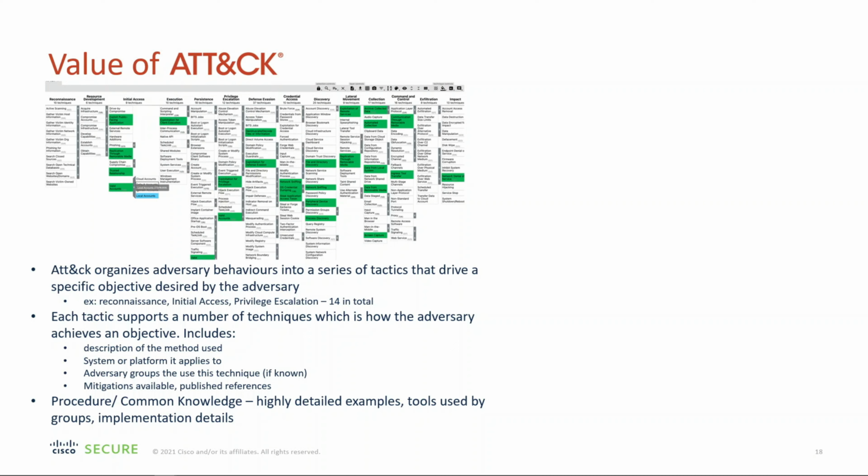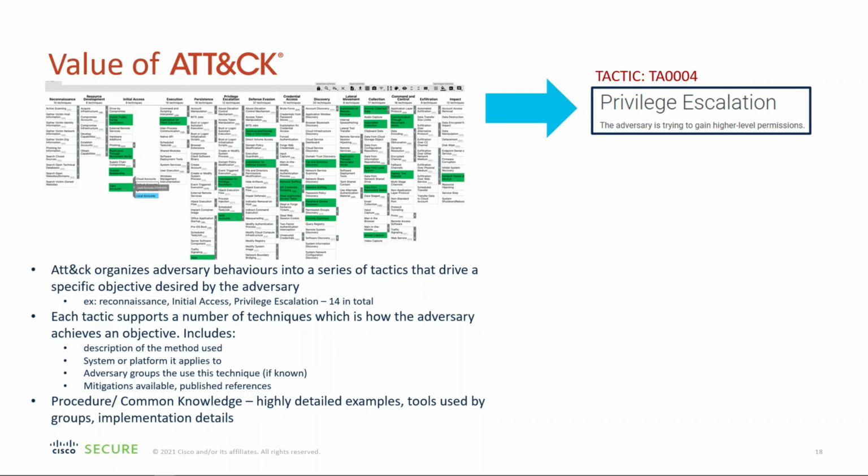So this could be the description of the method used, the system or platform it applies to, adversarial groups, if known, and mitigation capabilities that are published. All of that's going to be included within the matrix itself. And then it's got common knowledge and procedures around that. So this is being shared based on real-world experience. It's highly detailed.